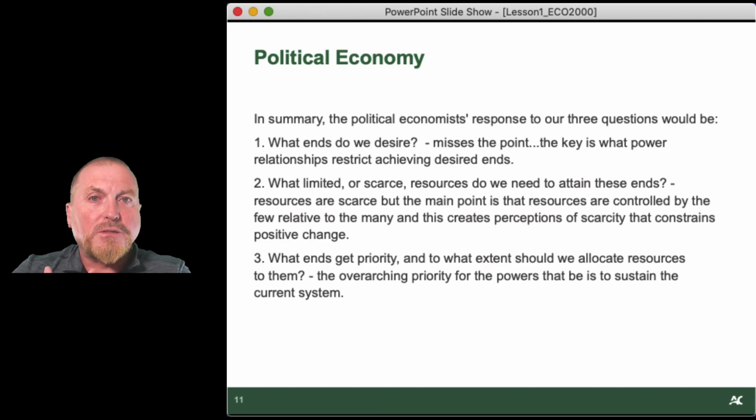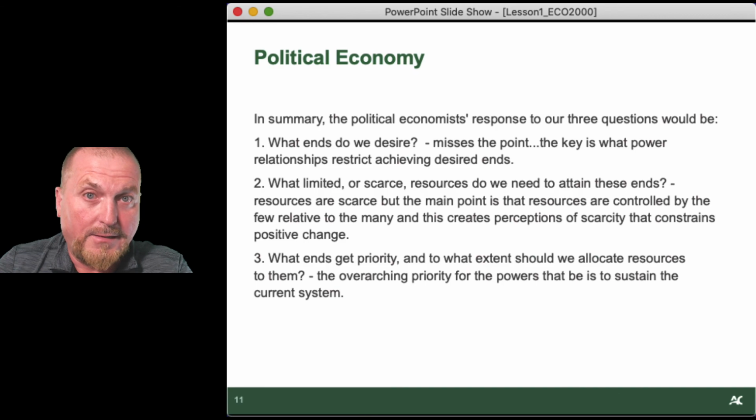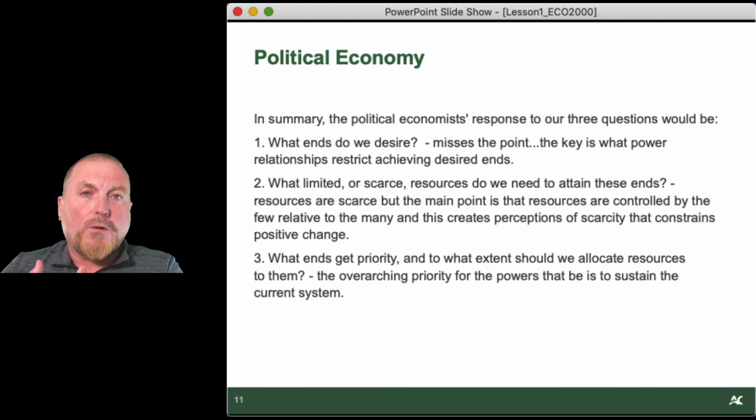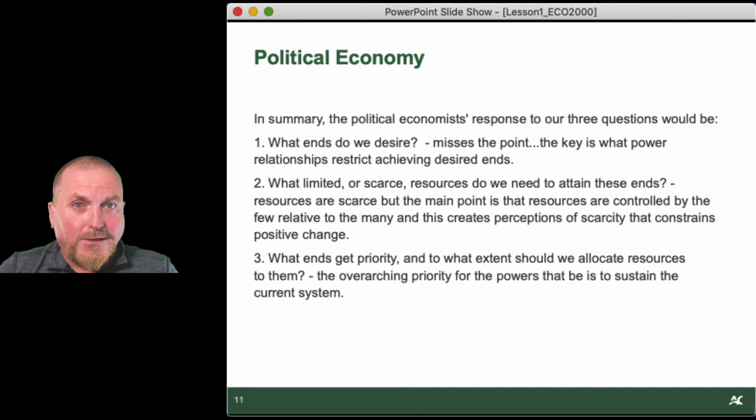Political economists would argue that's how resources get prioritized. They fundamentally get prioritized to sustain the existing system. Okay? Now, that's not all bad, right? There are some good things of the existing system, obviously, right? So for sustaining those, there's good there, all right?